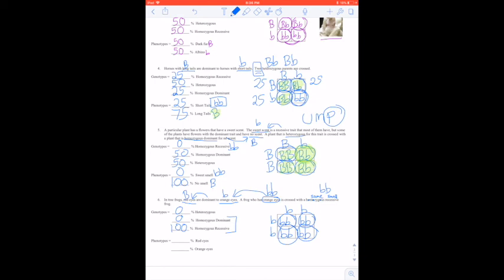Now when we go down to the bottom, red eyes is dominant, orange eyes was recessive. The only way to get orange eyes is if you have two little b's. Red eyes, you could get it if you have two capitals or a capital and lowercase. In this Punnett Square, though, we only have possibilities of kids that have two little b's. So we're going to have 100% orange eyes and 0% red eyes.